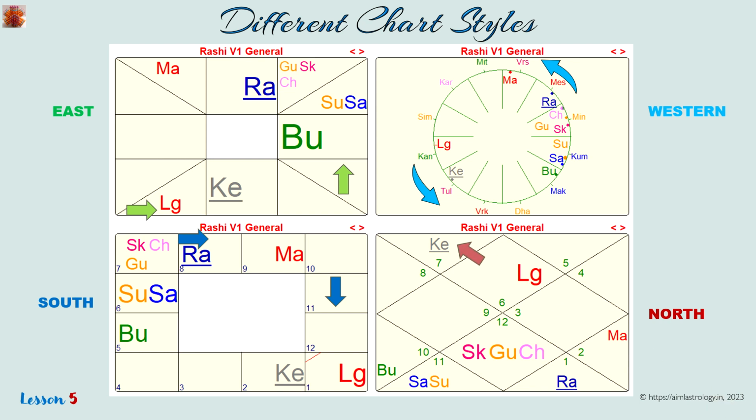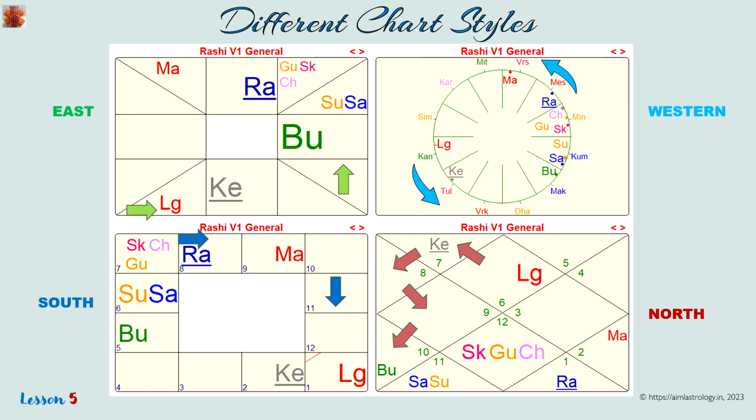If you go down to the bottommost right, you see the northern style chart, which is also called a diamond chart. In the northern style chart, you will see the Lagna always being marked at the top of the diamond. It goes anti-clockwise, just like the eastern chart. Both in eastern and northern charts, the Lagna position is fixed. But if you take the southern chart and western chart, the Lagna position is not fixed. Rashis are fixed, and Lagna can move anywhere within those Rashis. These are the basic differences between different chart styles.